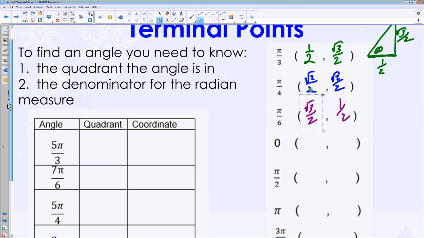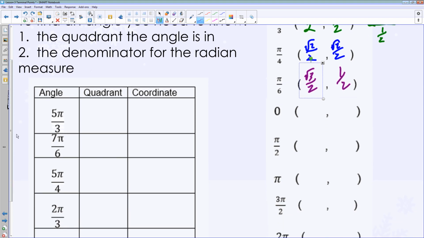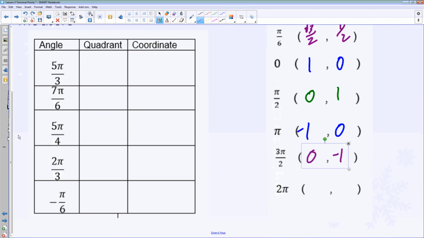Other important points that you should know are definitely when you're on an axis. So 0, that's at 1, 0. Pi over 2, that's when we're straight up, 90 degrees. That's 0, 1. Pi, that's when we're all the way over to the left, so negative 1, 0. 3 pi over 2 straight down, so that's 0, negative 1. And then 2 pi, you're back to the beginning at 0, 0. Or not 0, 0, but 1, 0. I apologize. Okay, so then what we can do is we can ask you about any angle.